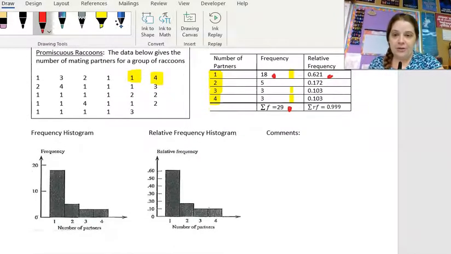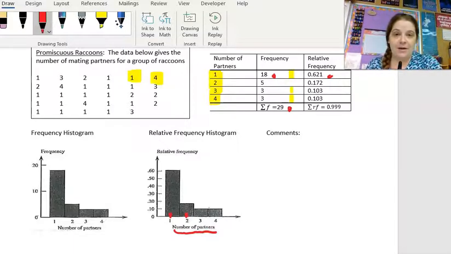Okay, so notice over here, this is the same graph, one where I've measured frequency on the vertical axis, one where we have relative frequency on the vertical axis. Notice that the bars do touch, unlike a categorical bar graph. 1, 2, 3, 4, bars do touch. Number of partners, that's the variable. We're going to label that. And then we've either got frequency or relative frequency. Okay, and so you can see the bars are just sort of measured there.